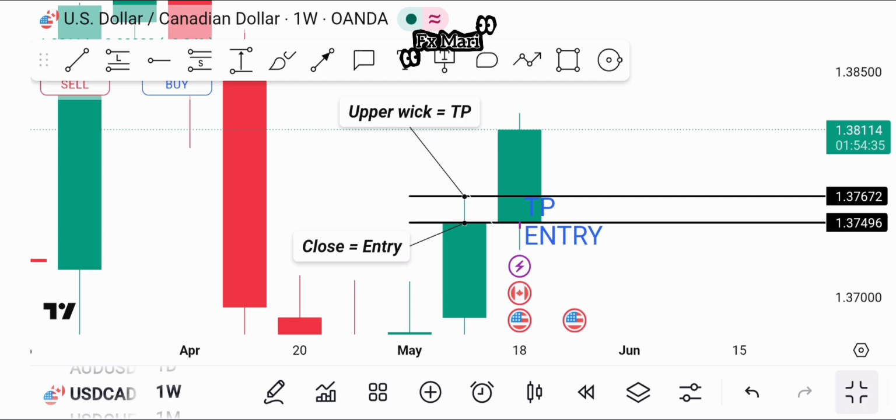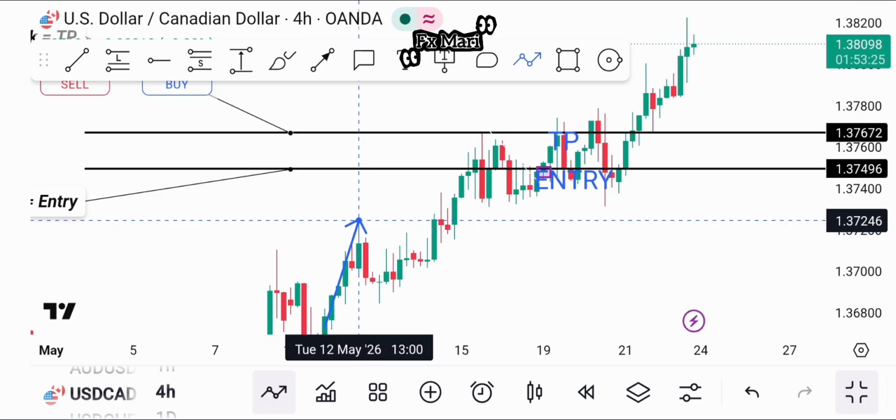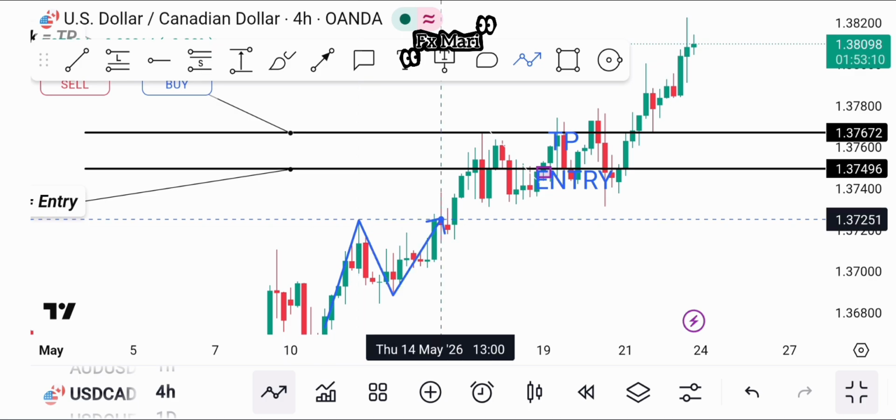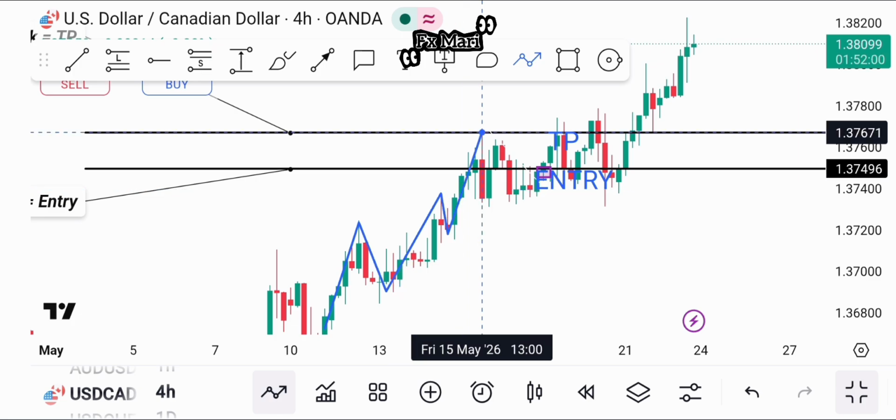We highlight the close of the previous candle and the upper wick, and we hop into the H4 time frame. This is United States versus Canadian dollar, and we can clearly see it's an uptrend. This was a higher high on the blue arrow there, and we can clearly see it's a swing structure because the market breaks structure moving to the upside, and it kept on creating higher highs, and the market was moving in an uptrend. So we know that we're in an uptrend because of that, right?